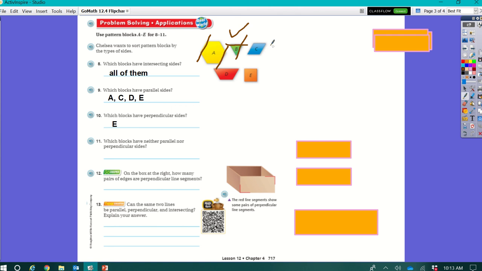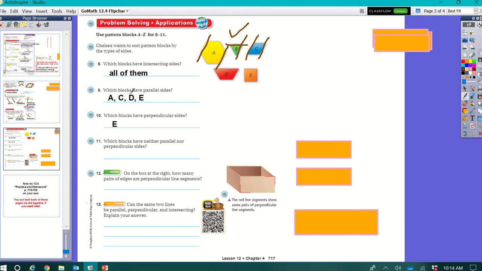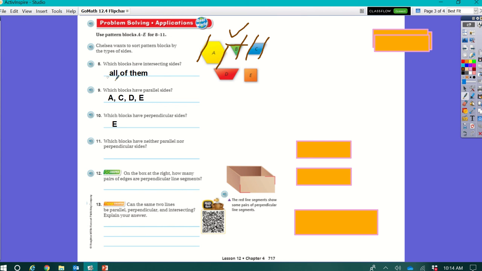Okay, let's try C. Well, C, we remember the opposite sides are parallel. It's here in number 9. Okay, so it would not fit this description either. Letter D was also here for number 9. It has parallel sides, so it would not fit this description. And E has parallel sides, so it would not fit this description. So, which blocks have neither parallel nor perpendicular sides?